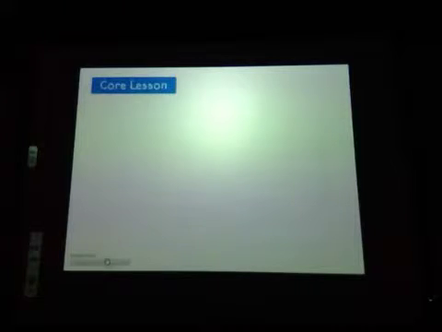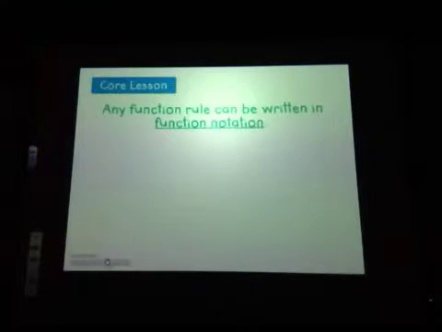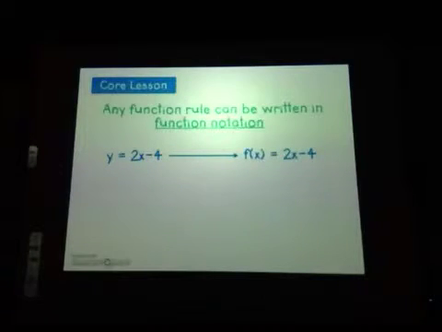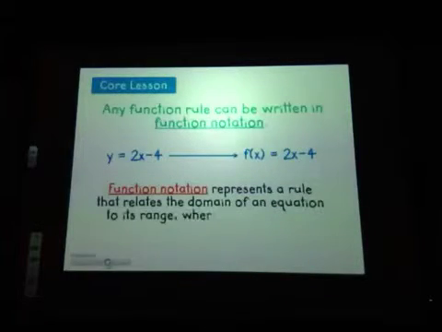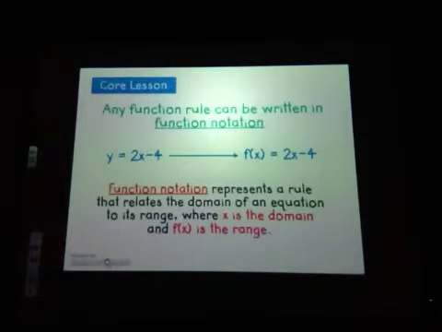Let's go back to the core lesson. Any function rule can be written in function notation. Let's go back to this function, y equals 2x minus 4. To rewrite this in function notation, all we do is replace the y with f of x. And now we have f of x equals 2x minus 4. Again, the only thing that changed was y became f of x. Function notation represents a rule that relates the domain of an equation to its range, where x is the domain and f of x is the range.